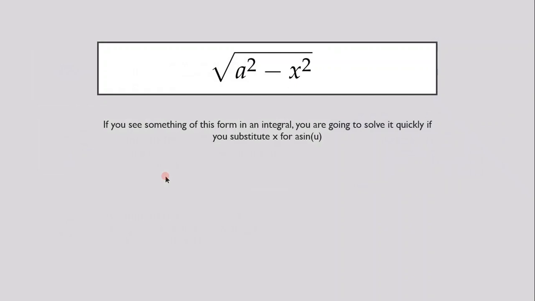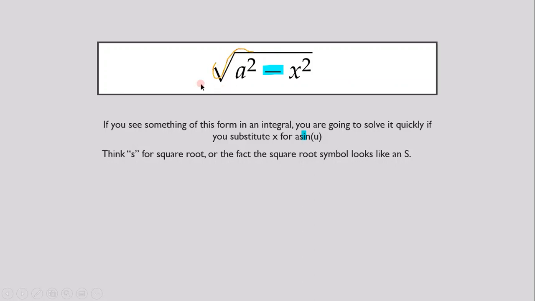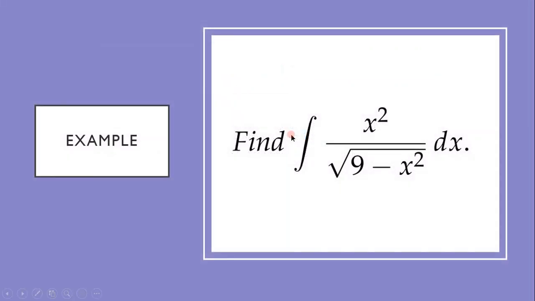a squared minus x squared. So if you see something of this form in an integral, you're going to solve it quickly if you substitute x for a sine u. The way to remember it, because sometimes in an exam you don't have time to flip to the formula sheet, is that if you see this negative sign, it's going to involve the substitution of sine, and this little curly s, the radical, sort of looks like an s, so you can also remember that as sine.